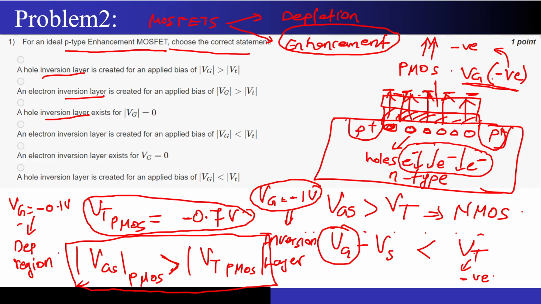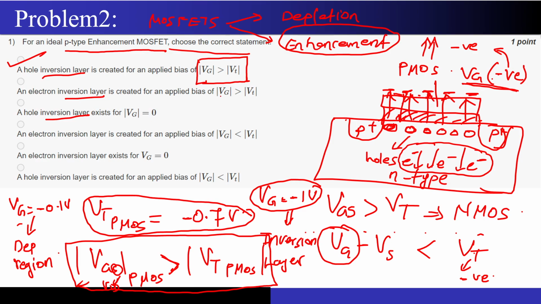Assume that the source is grounded. Assume that the source is not grounded. Assume that the source is connected to VDD. We just have to see this condition, that your VG has to be more negative than VT of PMOS, and you will easily be able to see that VG has a more negative value compared to the VT. So this is the first option that satisfies every condition, and this was not a multiple correct answer question, it was just a single correct answer.